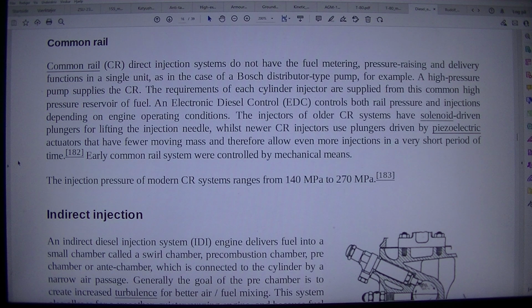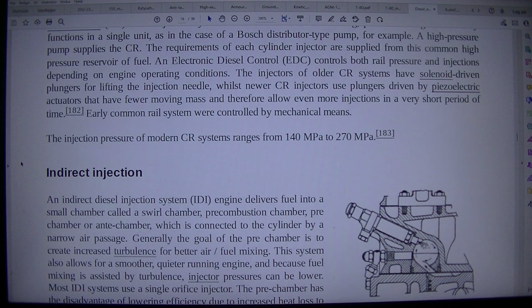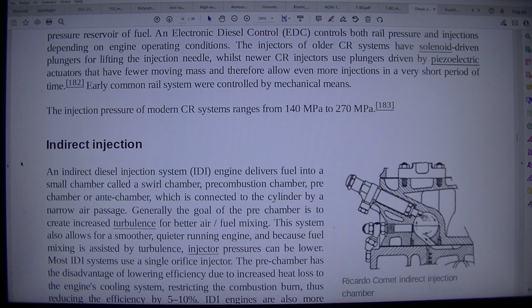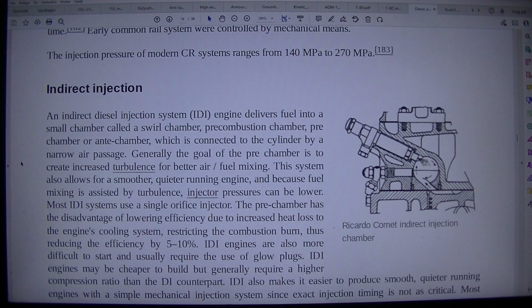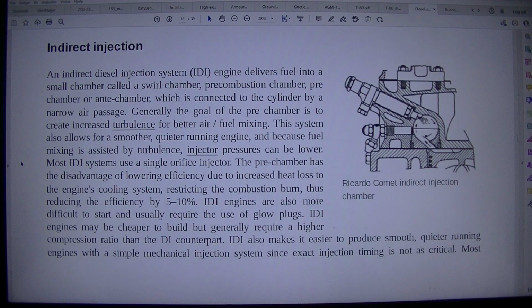Many older CR systems have solenoid-driven plungers for lifting the injection needle, whilst newer CR injectors use plungers driven by piezoelectric actuators that have less moving mass and therefore allow even more injections in a very short period of time. Early common rail systems were controlled by mechanical means. The injection pressure of modern CR systems ranges from 140 MPa to 270 MPa.